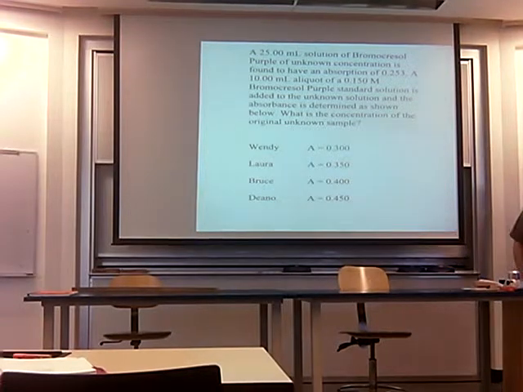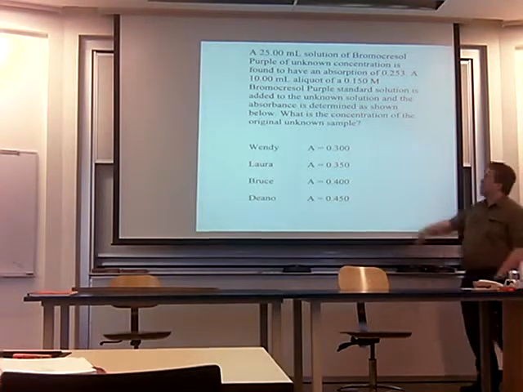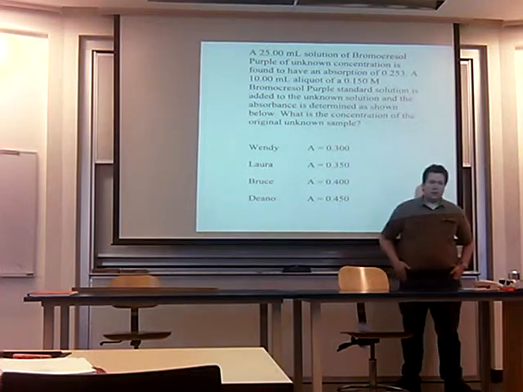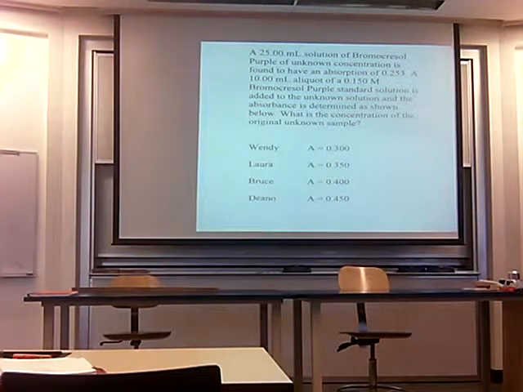So in this case, we start with a 25 ml solution of normal cresol purple indicator with some concentration of some complex mixture, matrix. And it has an absorption of 0.253. We then add 10 mL of a 0.15 molar standard solution, and the absorbance goes up to one of these values. So the question is then, what is the concentration of the indicator in the original unknown solution?